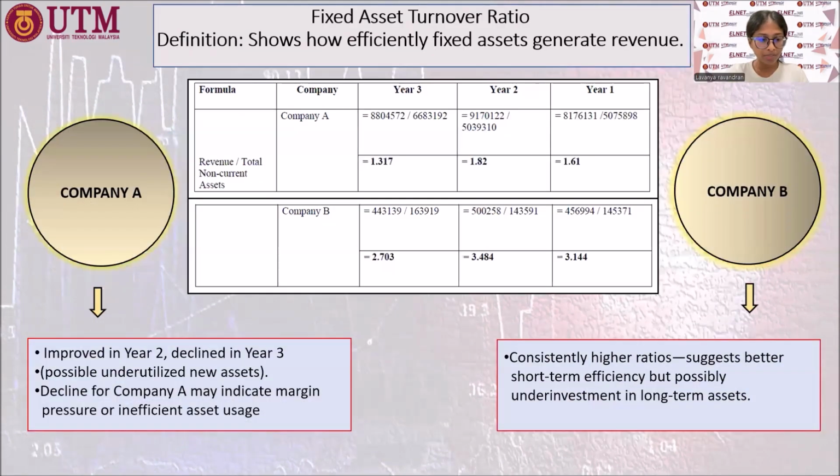Next, we'll be looking at the fixed asset turnover ratio. The definition of this simply means how efficiently each company uses its fixed assets to generate revenue. Company A has shown improvement in year 2 but has experienced a drop in year 3. This could mean new assets haven't started contributing to the revenue yet. Company B consistently has shown a higher efficiency, using its fixed assets more productively than Company A. However, it may also be underinvested in long-term assets, which could limit the future growth of the company.